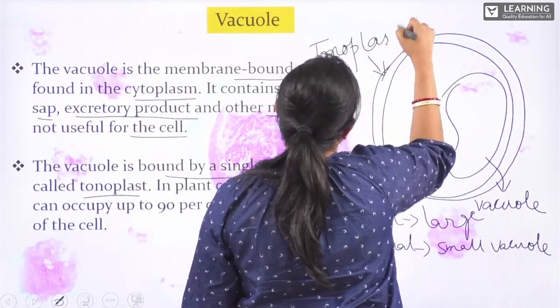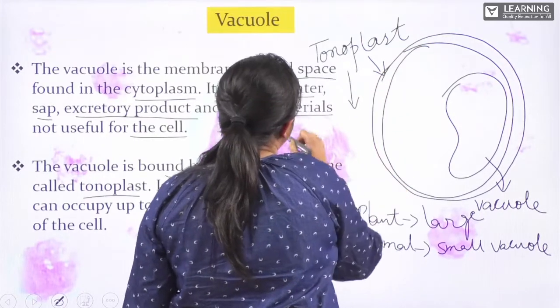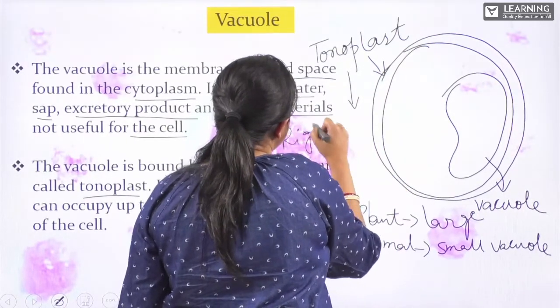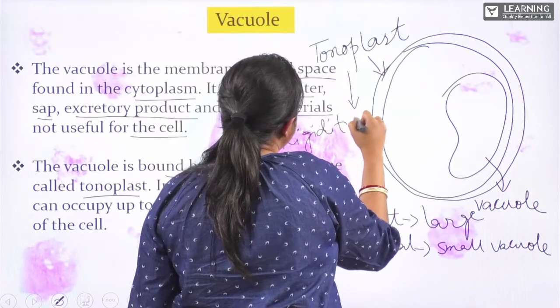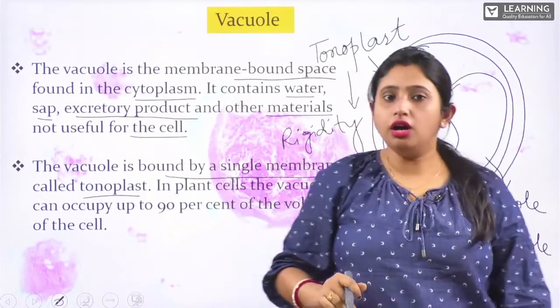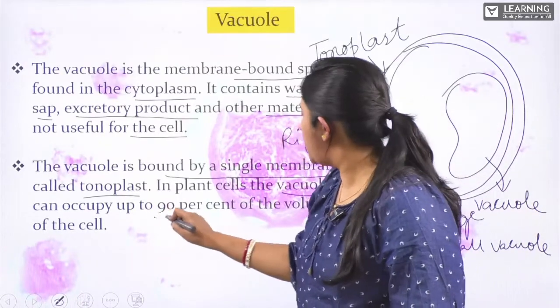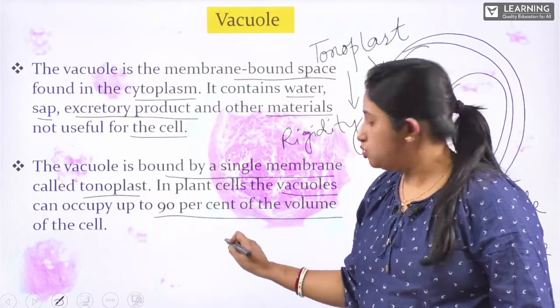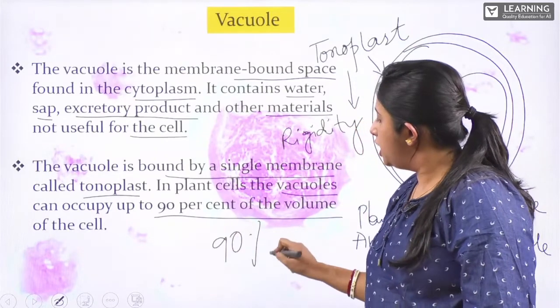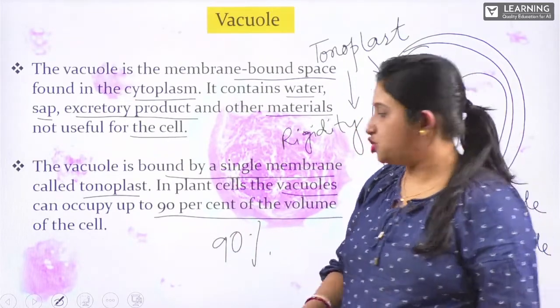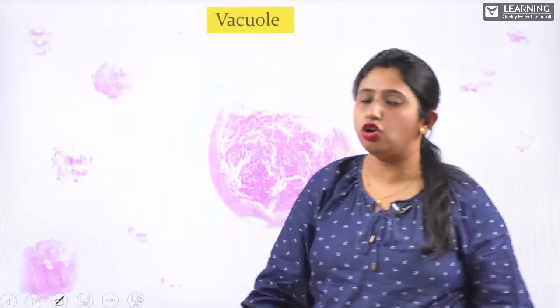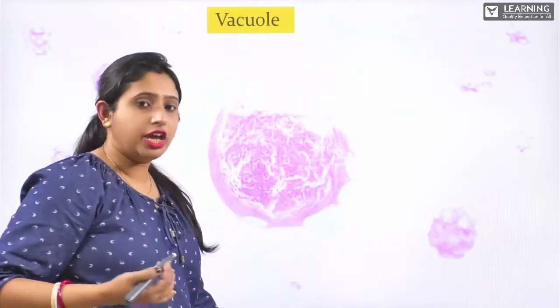So what does this tonoplast provide? This tonoplast provides rigidity to the vacuole. In plant cells, the vacuoles occupy up to 90% of the volume. So you will see that the vacuoles of the plant cell are generally larger because they occupy the 90%.